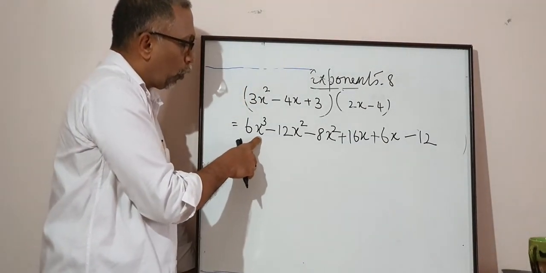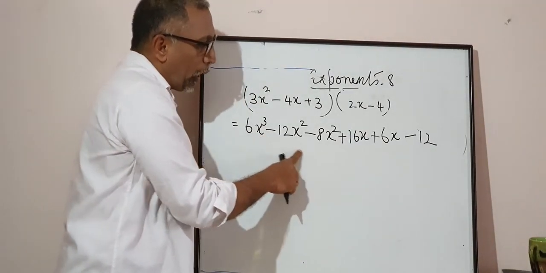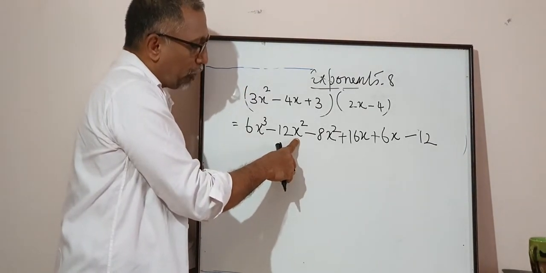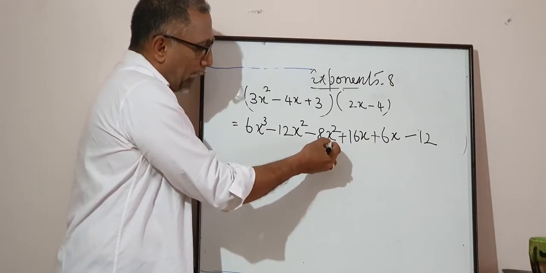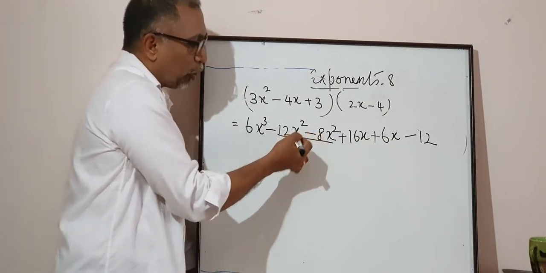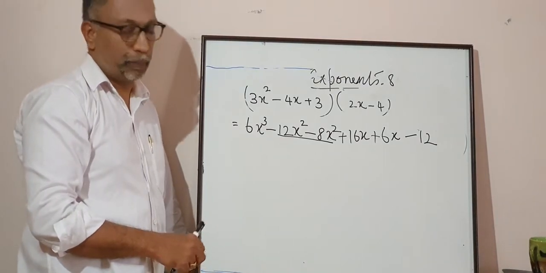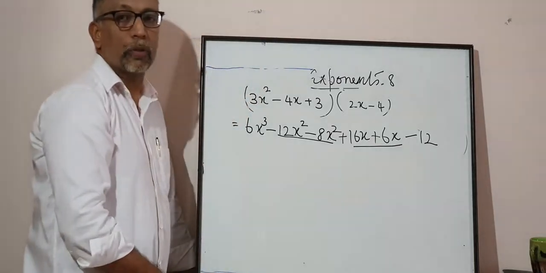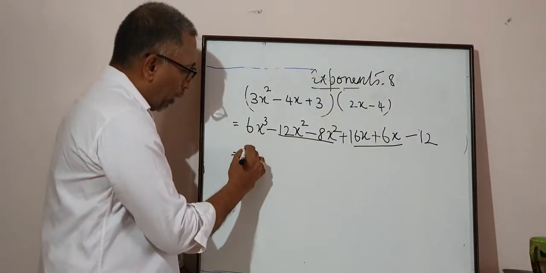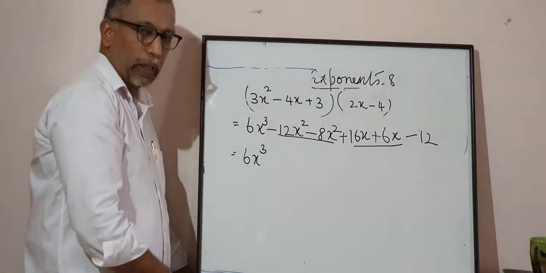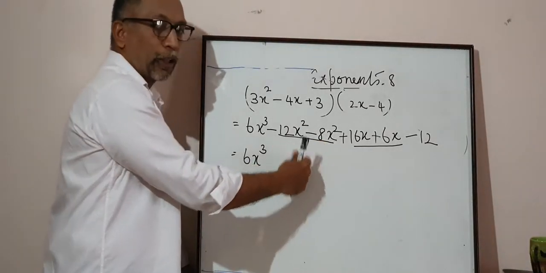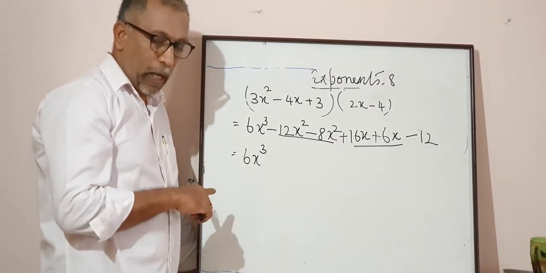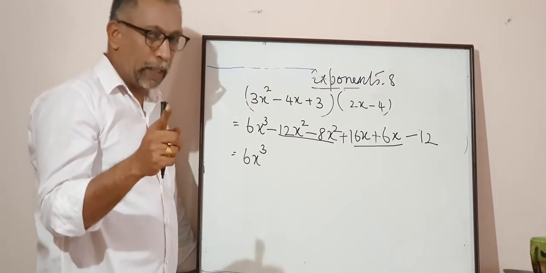So 6x cube: x cube is there, and no like term can be associated with x cube. Nothing. So x square is here and another x square is there. These can be kept together because x square and x square are like terms. Here x and x are like terms. So 6x cube is going to be 6x cube itself. Now these two terms we are going to add, because these two are like terms.